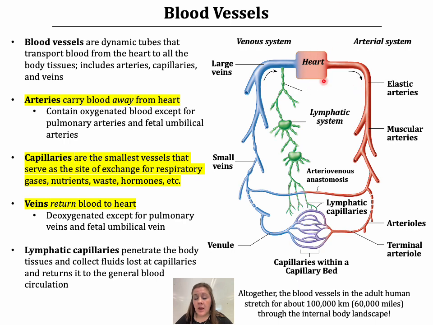So here's our pump. Arteries are what take blood away from the heart, right, to nourish the body tissues with oxygen, nutrients, hormones, etc. Capillaries serve as the site of exchange where that true transfer is taking place. Capillaries are very, very small, allow for things to actually move in and out of the blood vessels. And the veins are what return that oxygen poor blood, or deoxygenated blood, sometimes that's said, back to the heart.